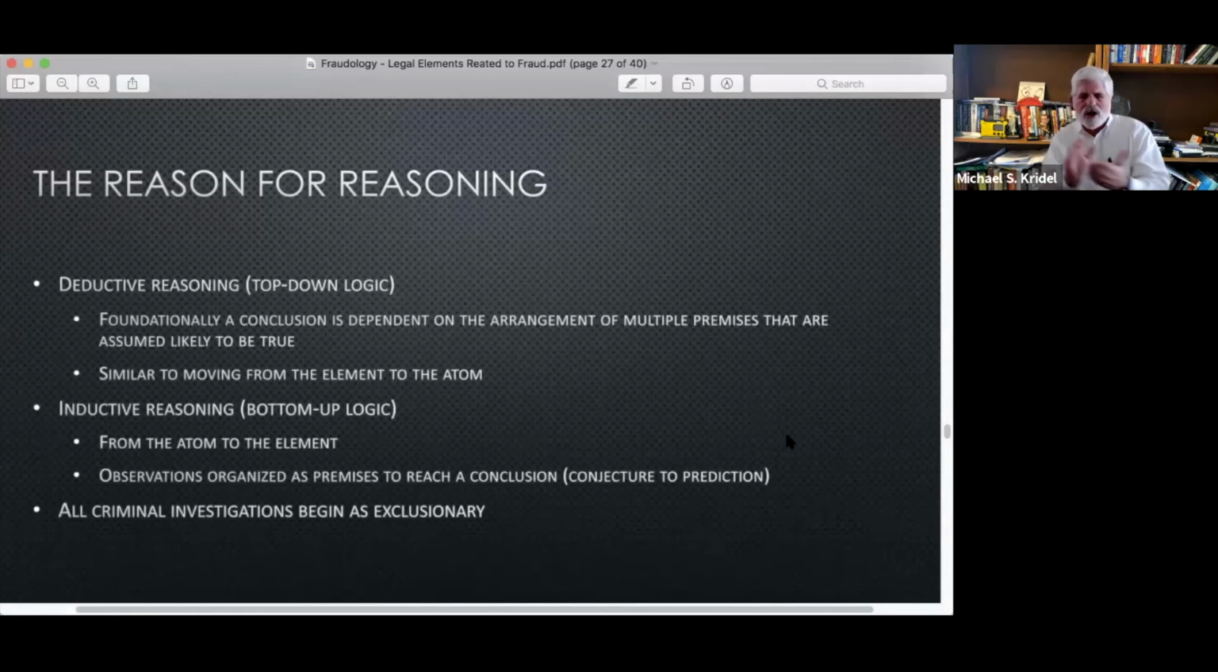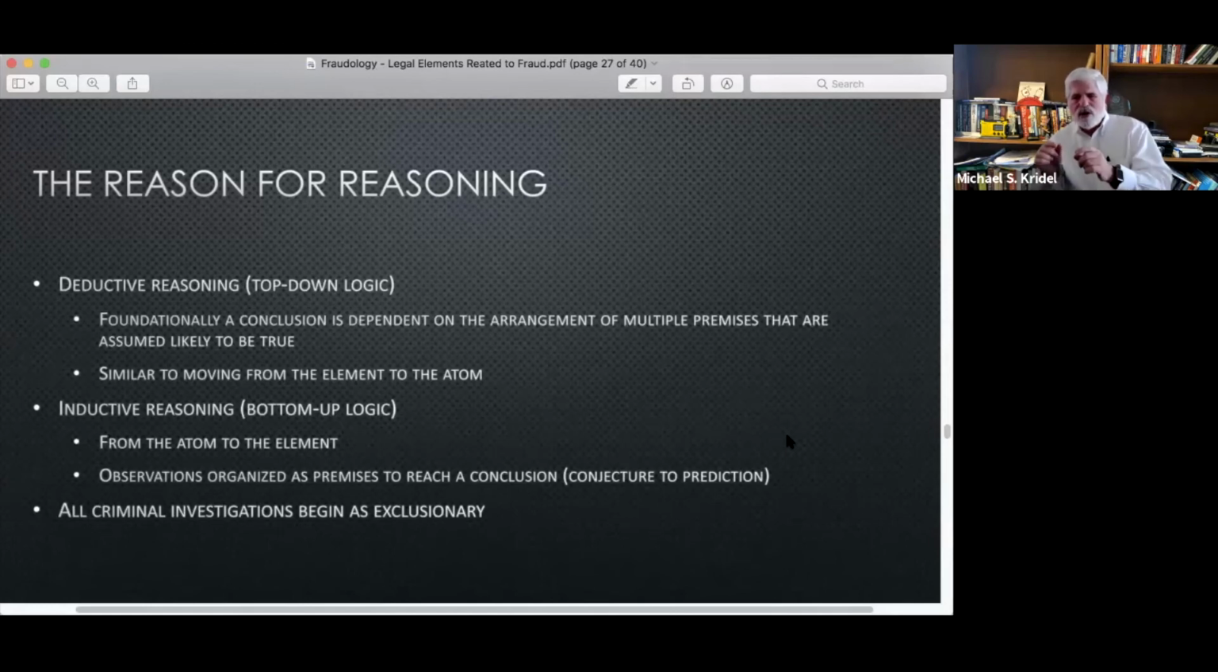Inductive reasoning is what Sherlock Holmes would do. He would start at the least relatable item and then build up by observation and extrapolation to a conclusion, and then take that and predict what happened and what the outcome was. All criminal investigations, again, begin as exclusionary. So you will use one of these 2 methodologies in your investigation. You just need to know which one you're using and what is the purpose.